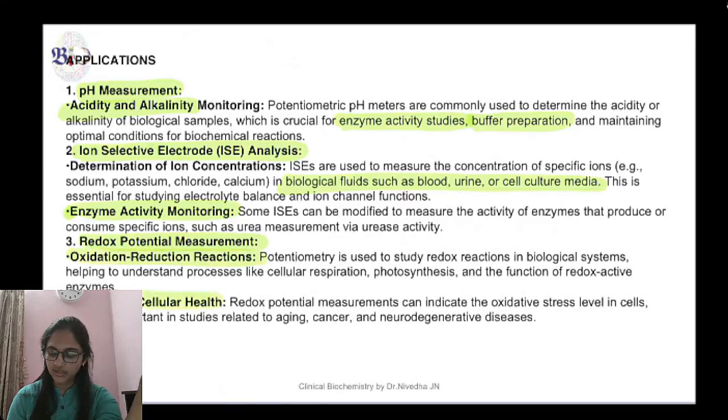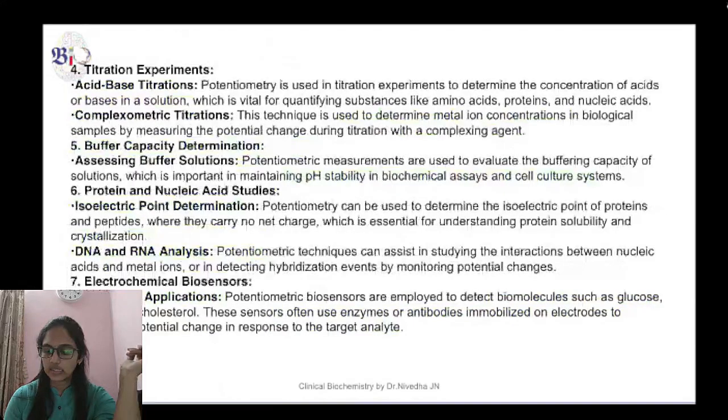And monitoring cellular health: redox potential measurements will indicate the oxidative stress level in cells, so you can use this in studies relating to aging, cancer, and neurodegenerative diseases. And titration experiments, like in your chemistry labs: acid base titrations and complexometric titrations.